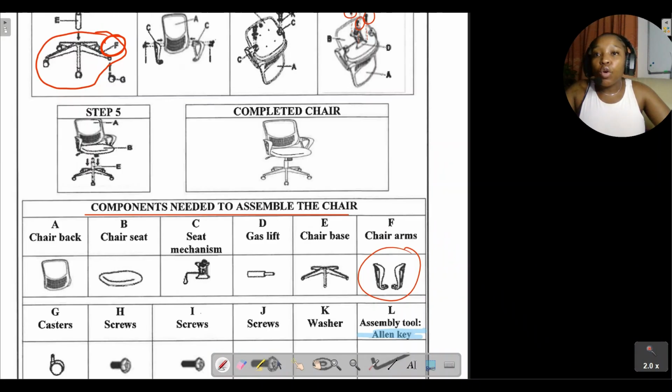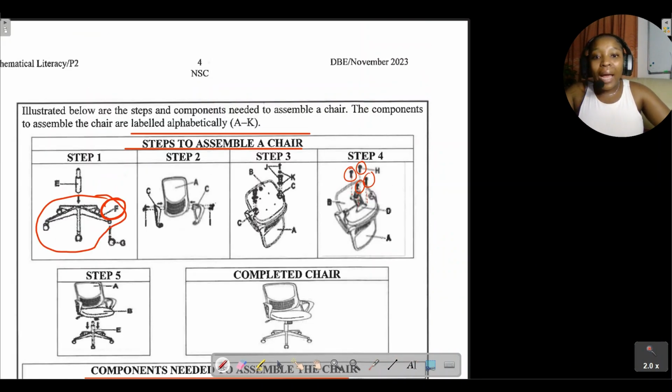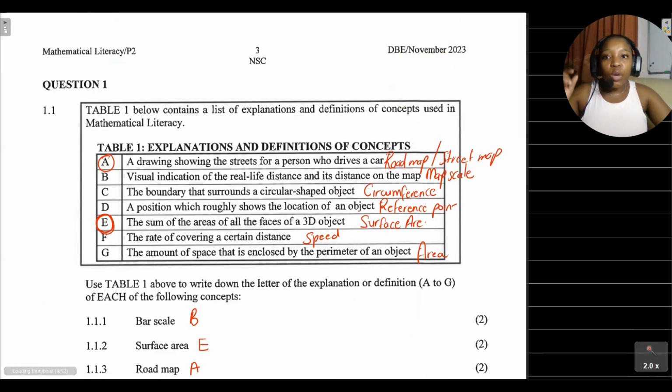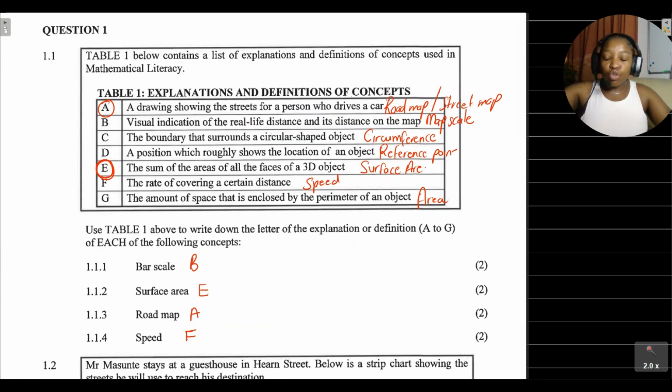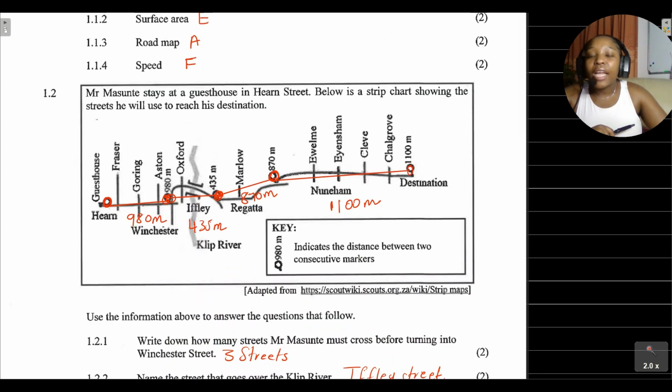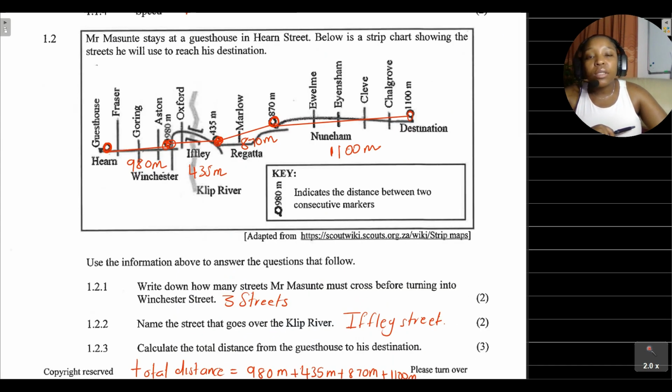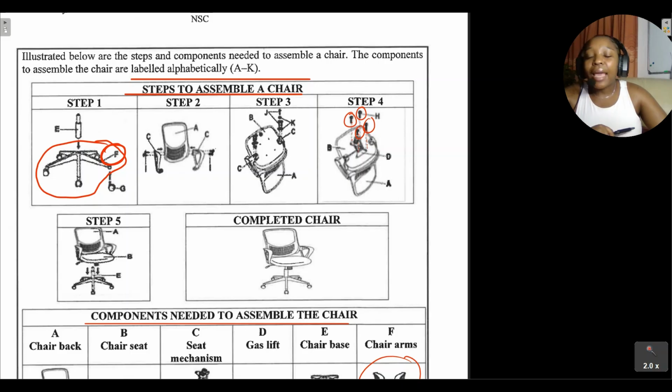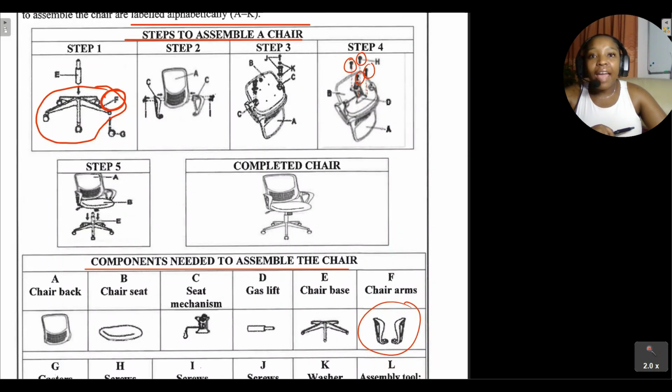We've basically completed the whole of question 1 that dealt with some theory questions. We had to draw on the theory, certain things that we've learned throughout mathematical literacy when it comes to measurements, when it comes to maps and plans. We also had to analyze the strip charts, and then we also had to tackle assembly, right? So we're going to have a look at our next questions.